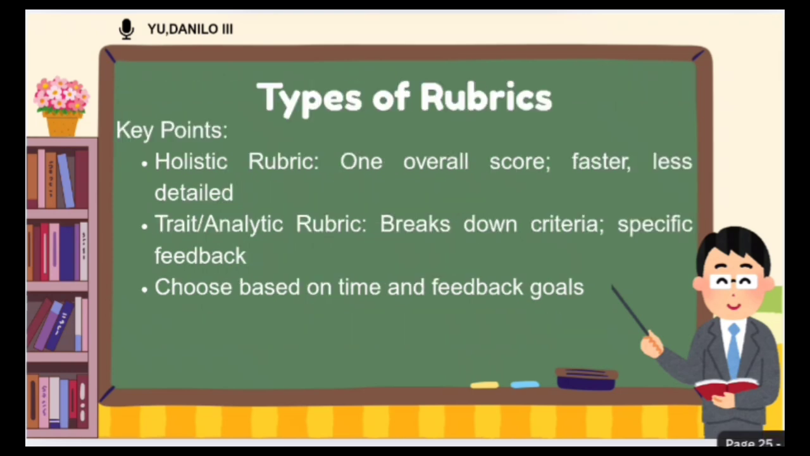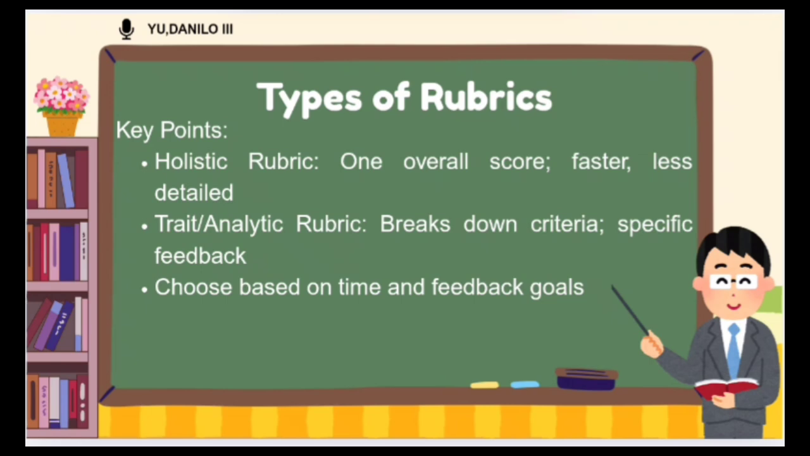So for the types of rubrics, actually there are 2 main types of rubrics. The first one is holistic and trait based. A holistic rubric gives one overall score, great for speed but it lacks detail. Trait rubrics break writing into criteria, giving more specific feedback, and they take more time to create but are better for student learning. So that's about it for my report.